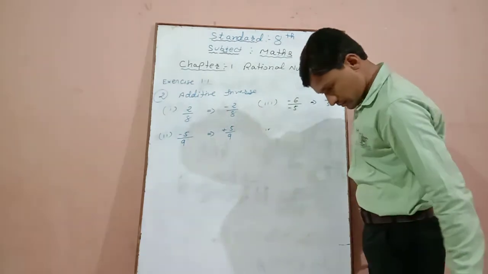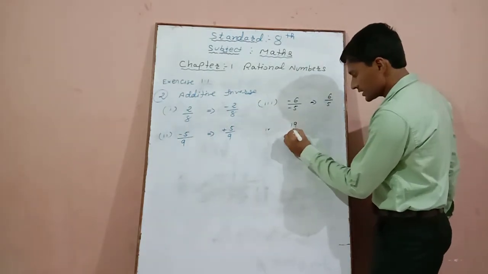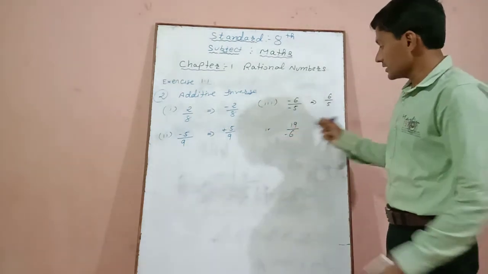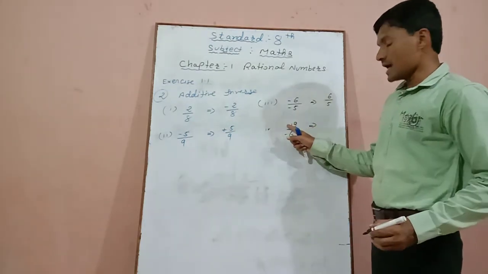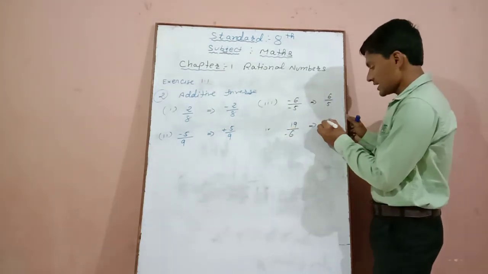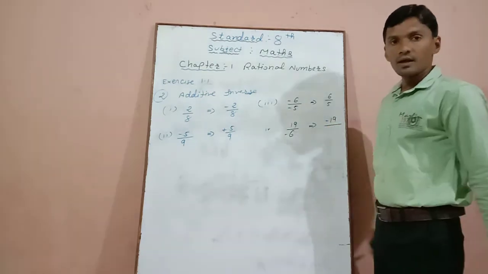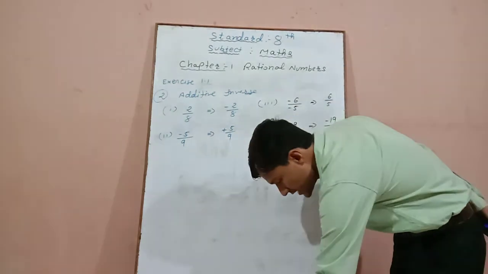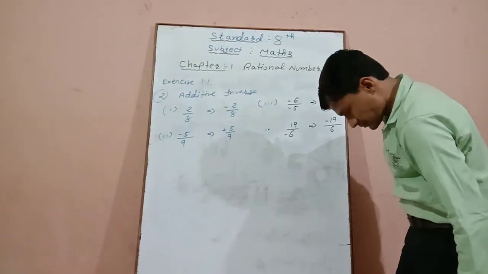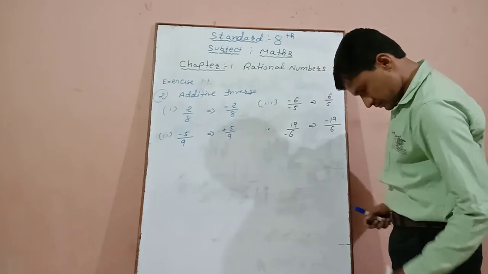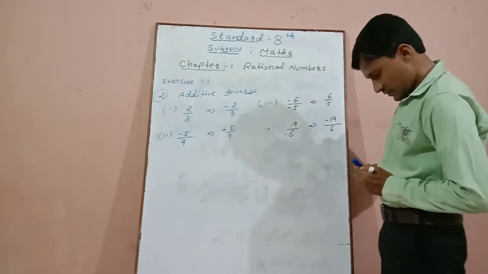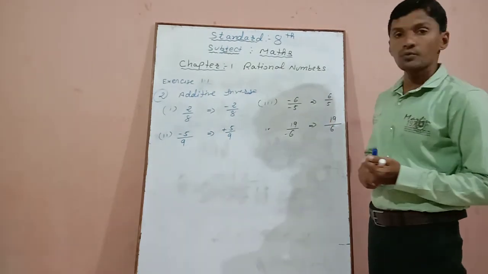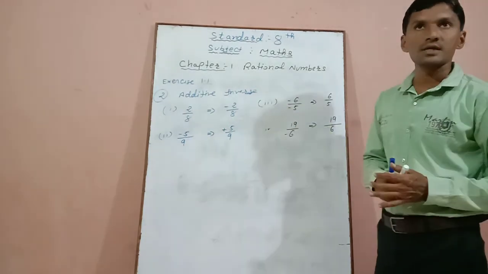Question number 4. 19 divided by minus 6. Here we can see 19 has a plus sign, so 19 will get a minus sign, and minus 6 will become plus 6. Okay. This is additive inverse. Now we have completed question number 2. So till question number 2 we have seen additive inverse.